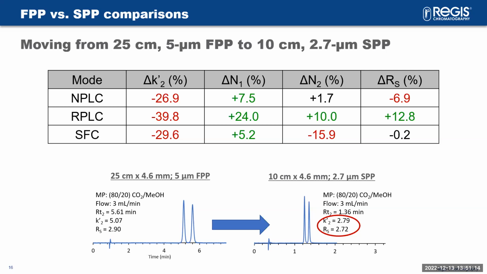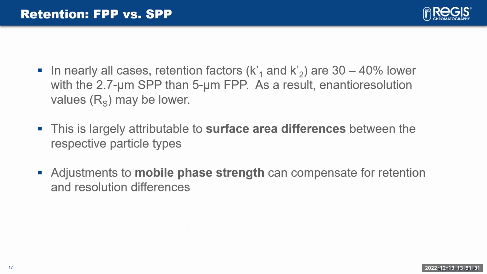So when moving from that 25 centimeter, 5 micron fully porous column to the 10 centimeter, 2.7 micron superficially porous column, the instrument parameters, including our mobile phase composition and our flow rates, we kept those the same in all of these comparisons. Now, in nearly all of the cases, you might notice that our retentions were about 30 to 40% lower with those superficially porous particles. So even though our total plate counts, our efficiencies, that N, were similar or higher with the superficially porous particles, our resolution might have actually been a bit lower because of that loss of retention.